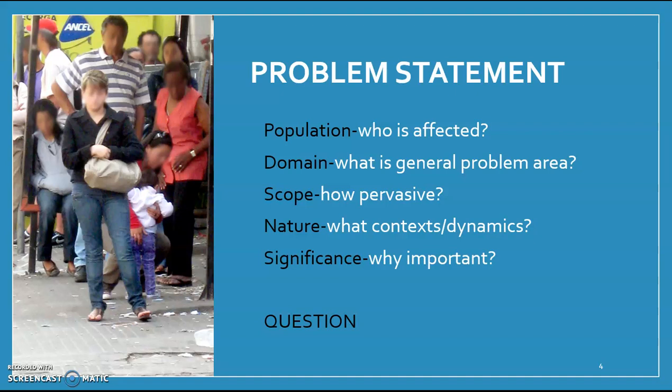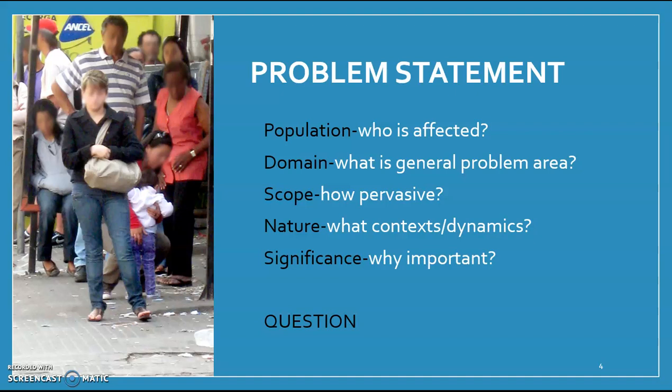The problem statement should address the population. Who is affected by this problem? Is it children, adults, persons with disabilities, or some other group? What is the domain of the problem? Like, what's the general problem area? Is it about poverty or substance use or post-traumatic stress? Be sure to define any key terms that the reader needs to understand so that they know what you're talking about. What's the scope and prevalence of the problem? Basically, how many people does it affect? That's sometimes a good piece of information to use as your hook. Your hook engages the reader right out front in the problem statement.